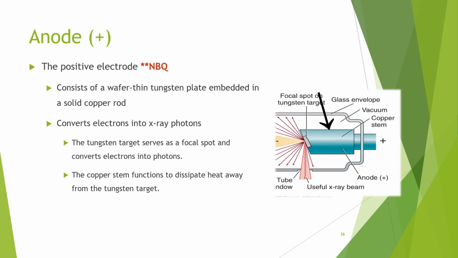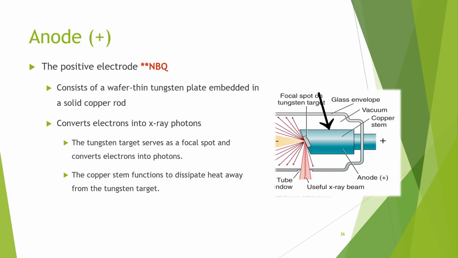When those electrons hit that tungsten target, that is where the electrons are converted into X-ray photons, okay? The tungsten target serves as the focal spot, and that is where everything switches over, and those electrons now become X-rays and they are photons. The copper stem functions to dissipate heat away from the tungsten target.